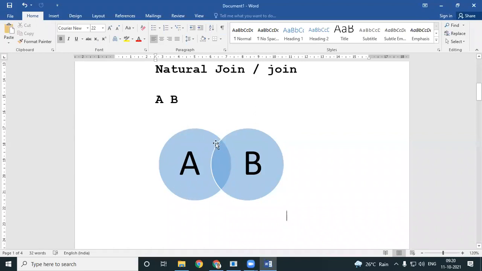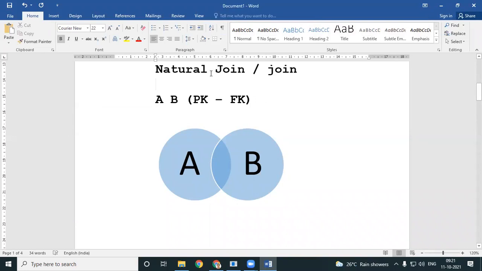Now, let's say you have 2 tables. You have a table called A and you have a table called B. They are interconnected. Through what? They are interconnected through their primary key, foreign key. And that interconnection, those common things like DID, that is what this A intersection B is. This common portion is that.